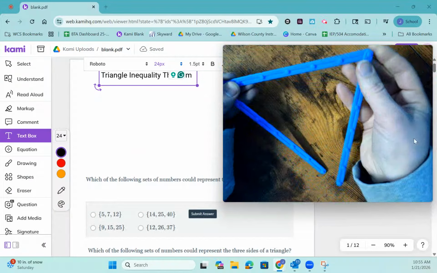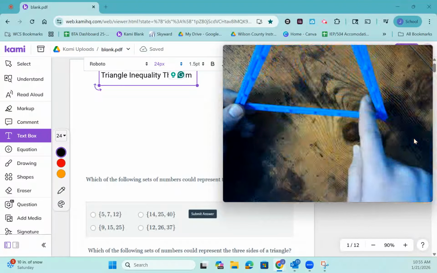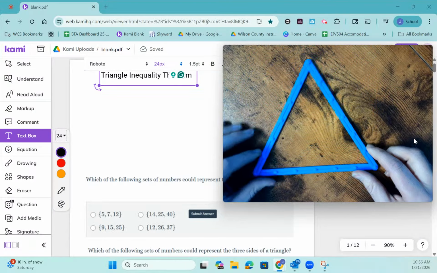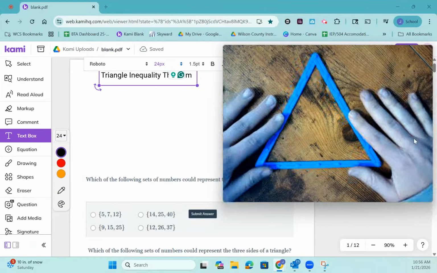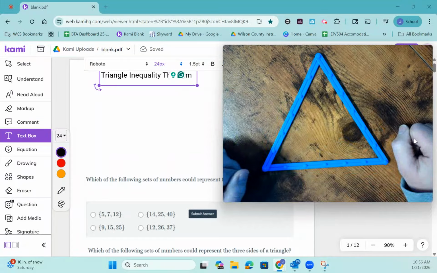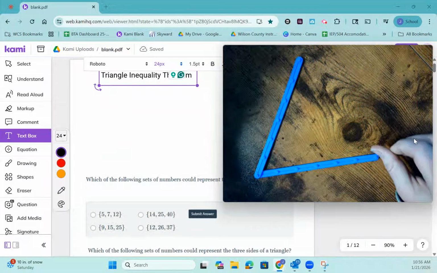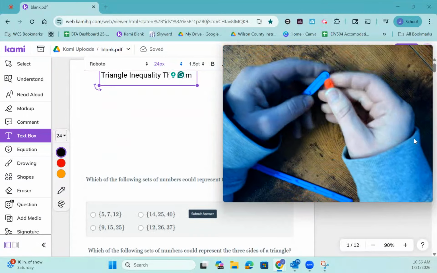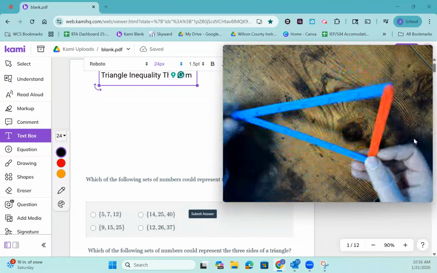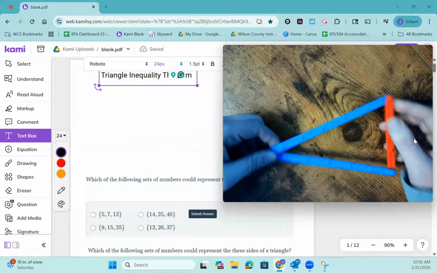When we connect these sides, it gives us three angles on the inside, and we know that all three of those angles equal 180 degrees. The triangle that I have here is an equilateral triangle, which just means all three sides are exactly the same. If I start switching out the sides of this triangle, the size of the angles changes as I change the side lengths.